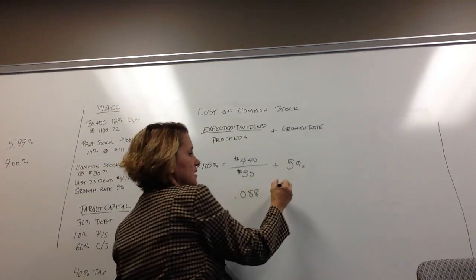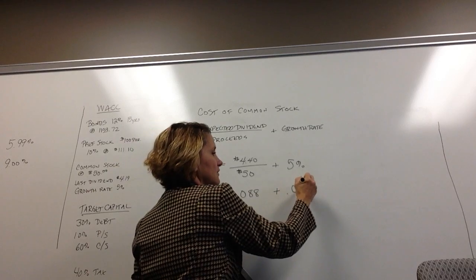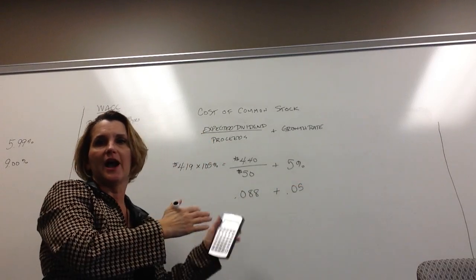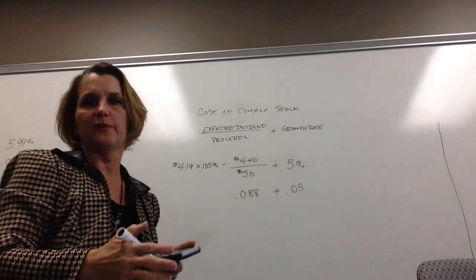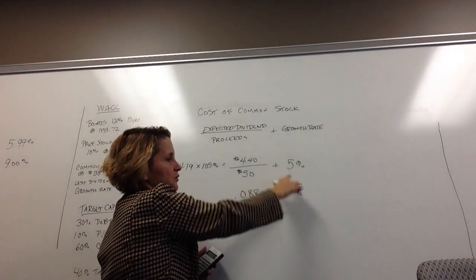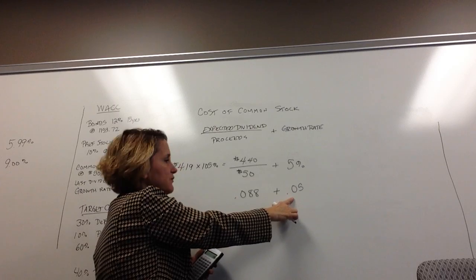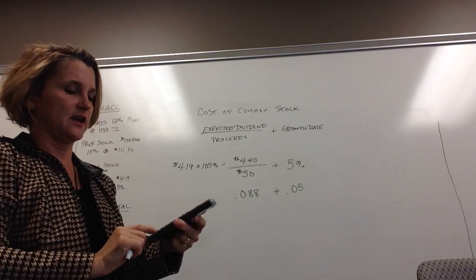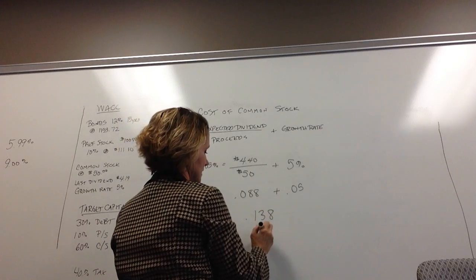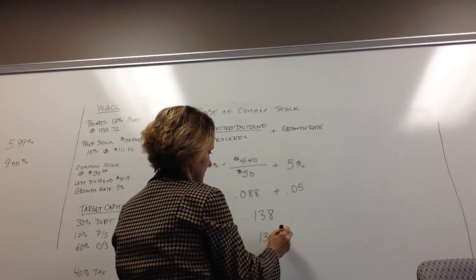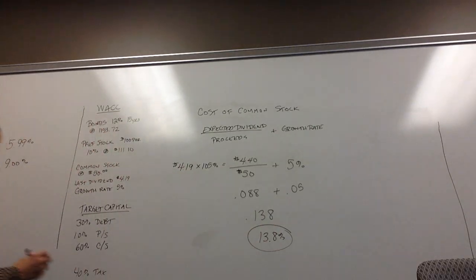So now I need to take my 5% and convert that back to a decimal. I can't add them together. You can't add the percent and the decimal. They're not apples to apples. So take that 5%, put it back down to 0.05, and then now add those together. So that gives me 0.138 or 13.8%. So then I'll write that over here as well.